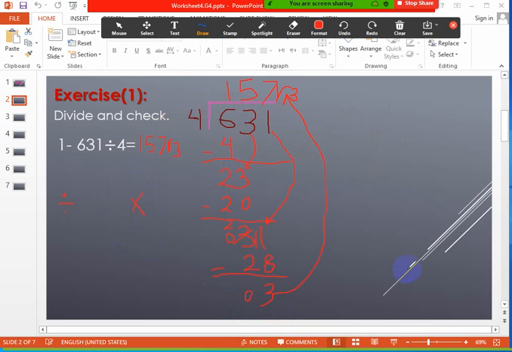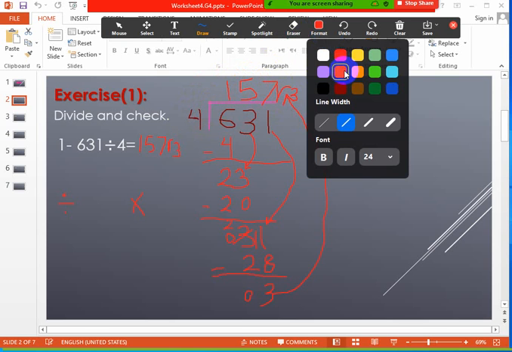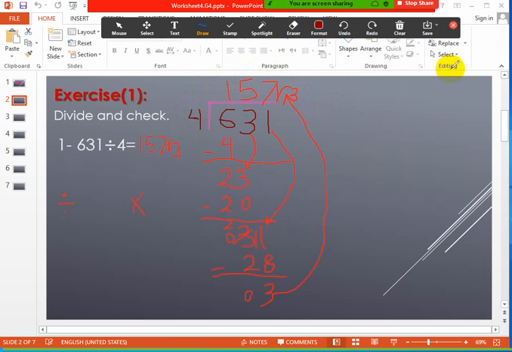I told you, you have to follow this step. To check your answer, you have to multiply the quotient with the divisor, and then you have to add the remainder. I have to multiply the quotient with the divisor, then I have to add the remainder, okay? So let's do it together. I have to multiply the quotient, which is 157, with the divisor, which is 4. You have to save this step, okay?